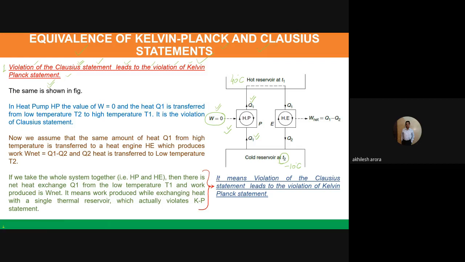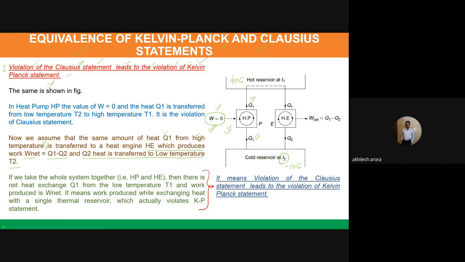We cannot transfer heat energy from a body at low temperature to a body at high temperature without the aid of external work. And in this particular case, the external work is 0. So it is impossible. Now what we can consider is, we assume the same amount of the heat input Q1 from the high temperature T1 is transferred to a heat engine which produces work W net, which is equal to Q1 minus Q2, and Q2 heat is transferred to the low temperature at temperature T2.